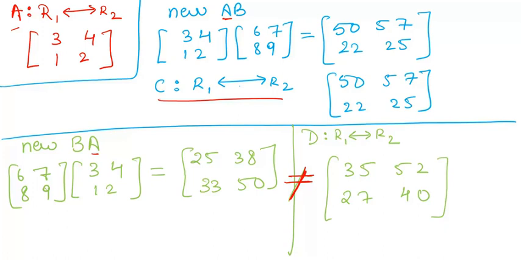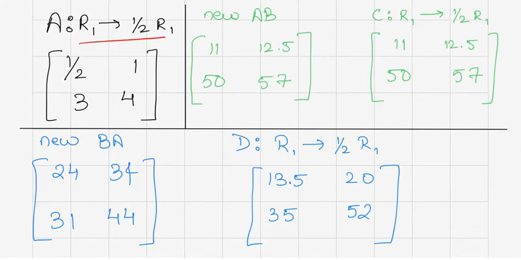I have more examples here. This is the second type of row transformation where you multiply a row by a constant. I have chosen R1 becomes half times R1, which gives us the matrix half 1 3 4, and you can see that when we apply the same row transformation to C, it is equal to the new product. And when we apply the same row transformation to D, it is not equal to the new product, BA.